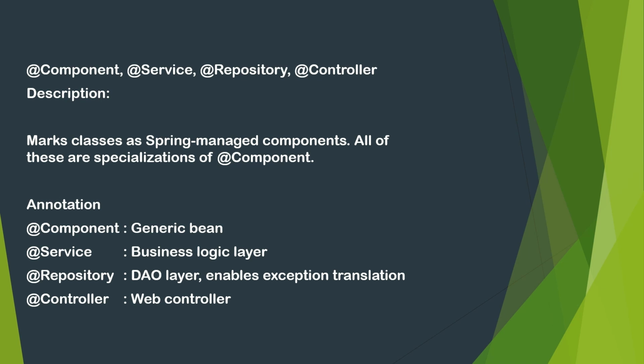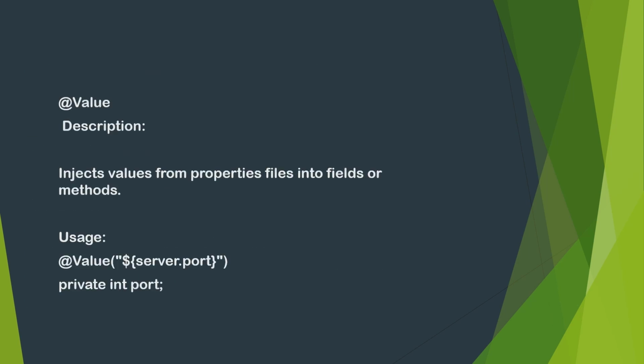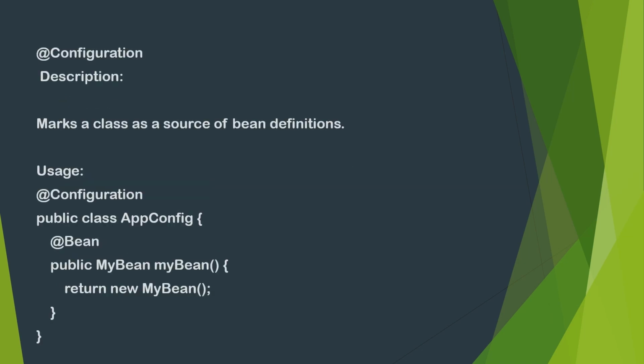@Component is a generic bean. @Service is used to define your business logic before performing any kind of database operation. @Repository is used to interact with JPA. @Controller defines the first context of the entry points. @Value is used to get any kind of information from your application properties.